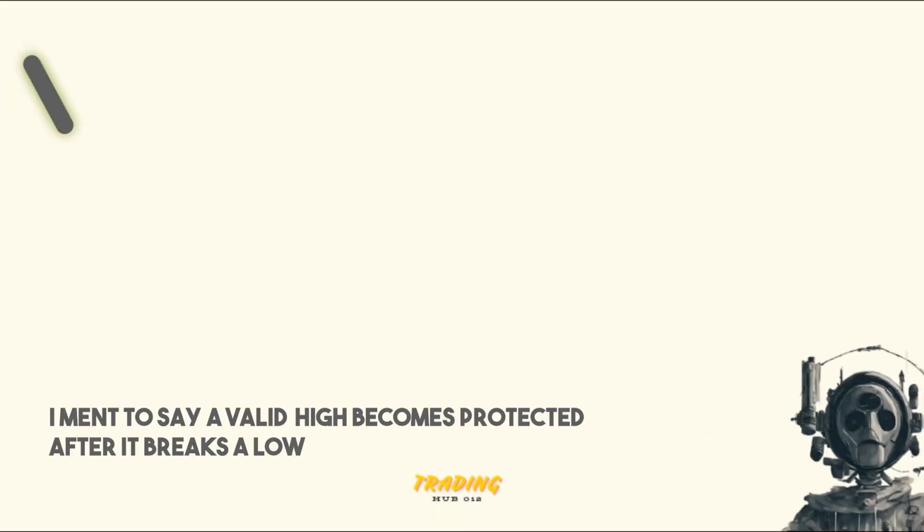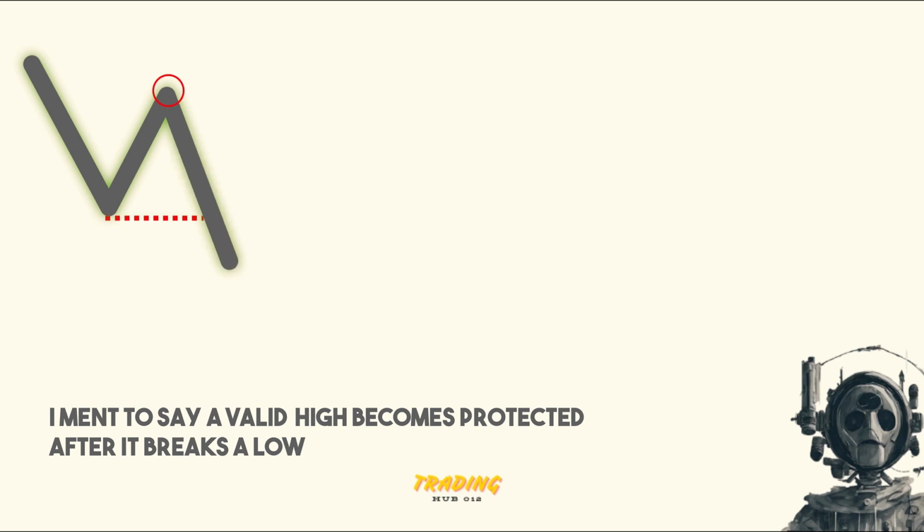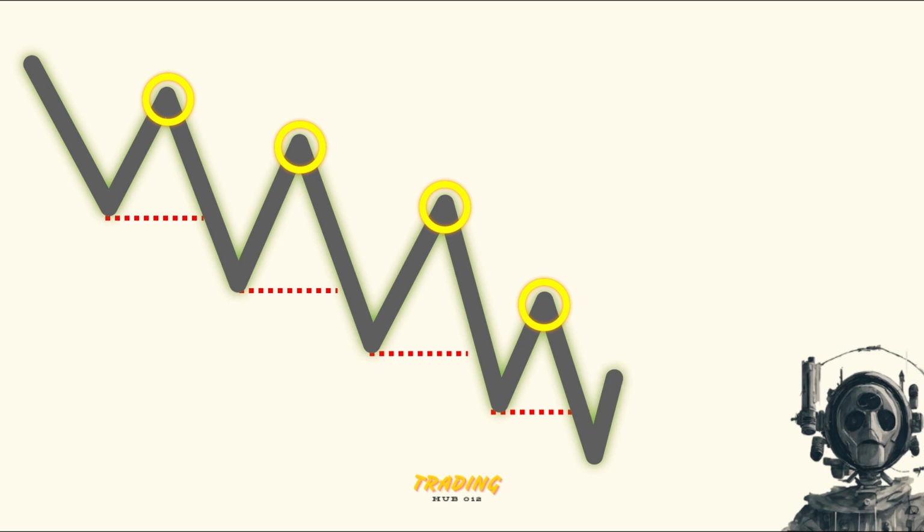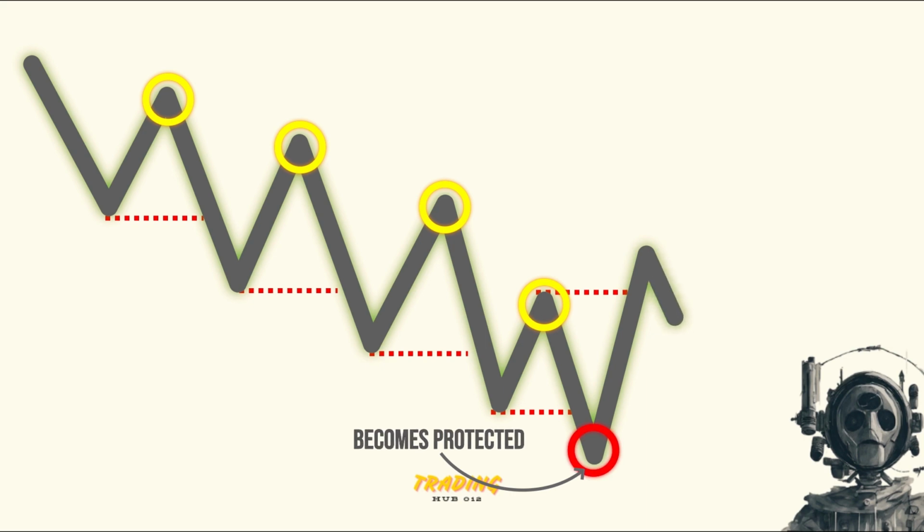So to identify a valid high, we need to see a high form and then break a recent low that helped to form that same high. When a high breaks a recent low, it automatically becomes a valid high. So this drawing shows a series of protected highs, and when a low breaks a recent high, the low automatically becomes protected. In this case, a change of trend is formed, and that's what we call a flip.